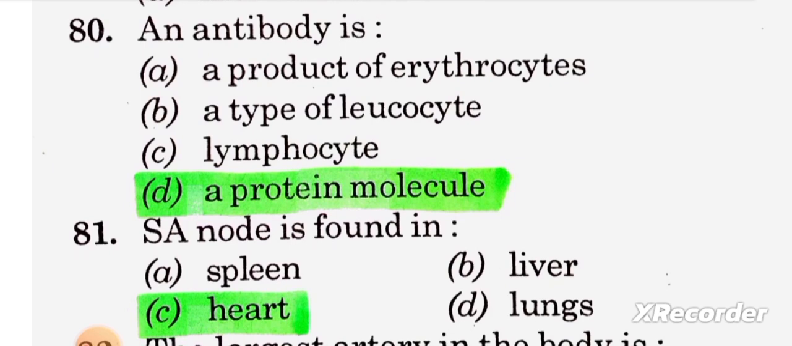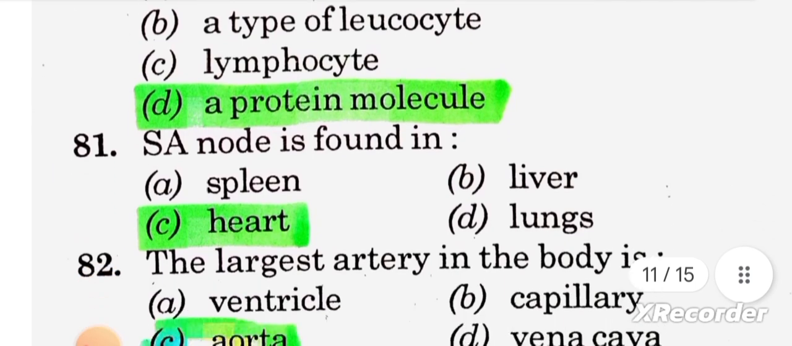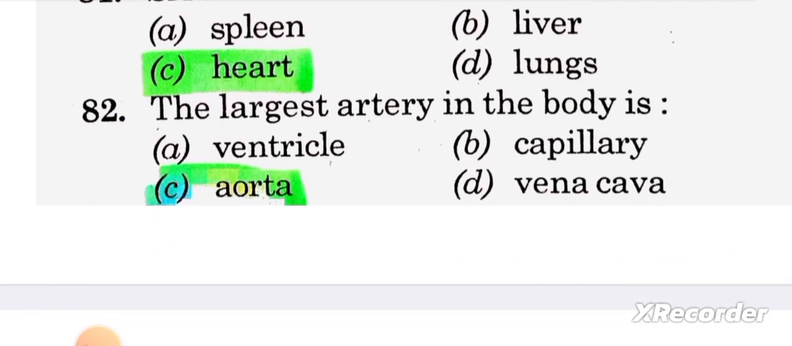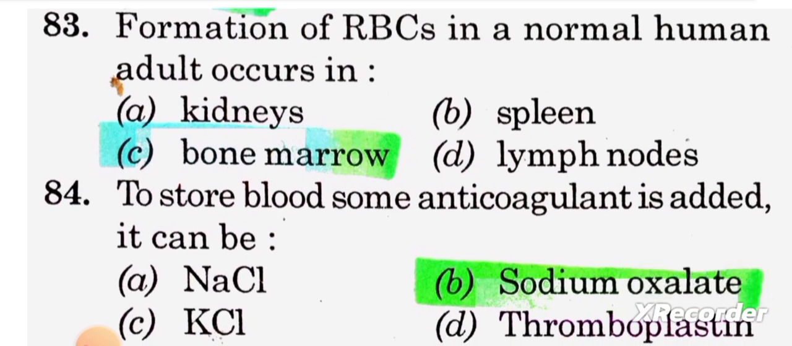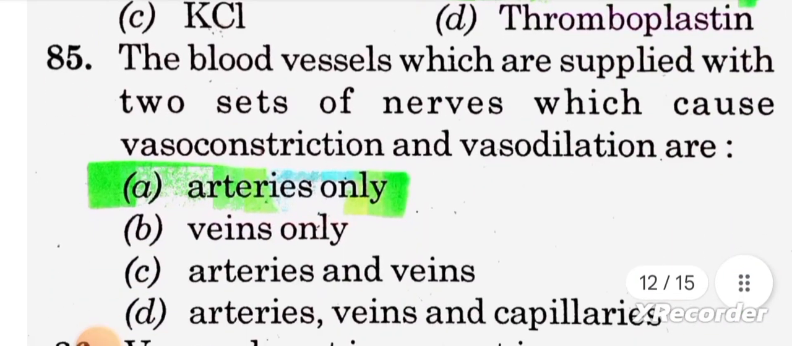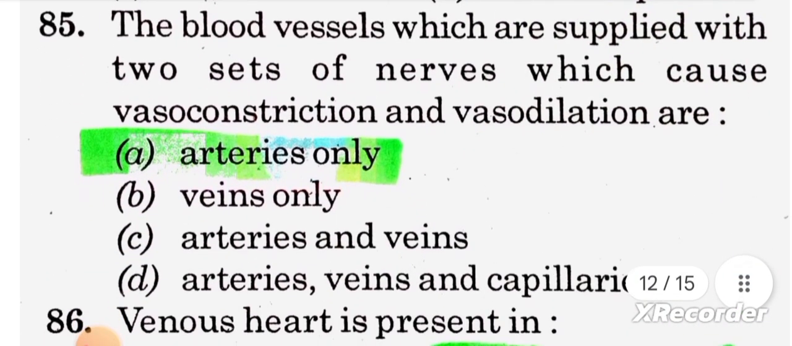Next 81. SA node is found in answer C. Heart. Next 82. The largest artery in the body is aorta. 83. Formation of RBC in a normal human adult occurs in answer C. Bone marrow. Next 84. To store blood, some anticoagulant is added. It can be answer B. Sodium oxalate. Next 85. The blood vessels which are supplied with two sets of nerves which cause vasoconstriction and vasodilation are answer A. Arteries only.